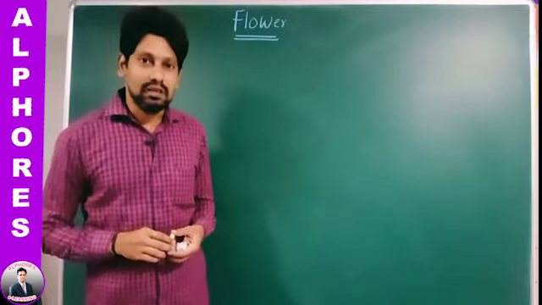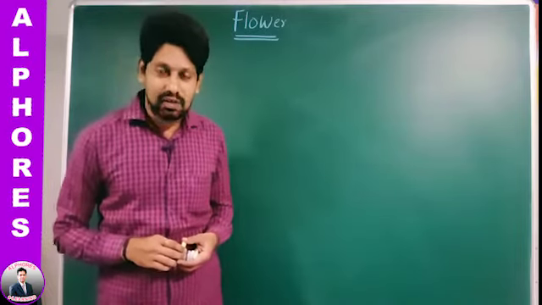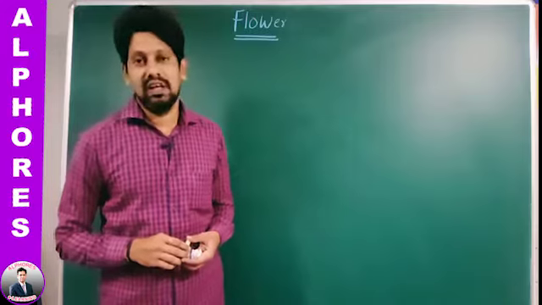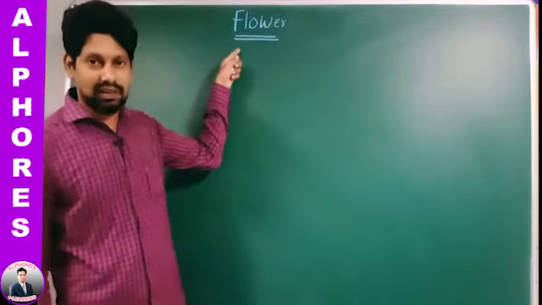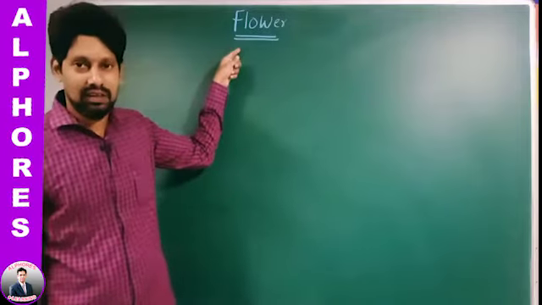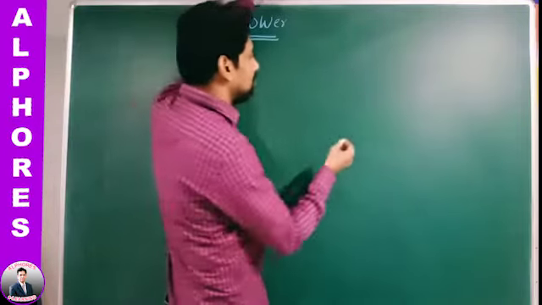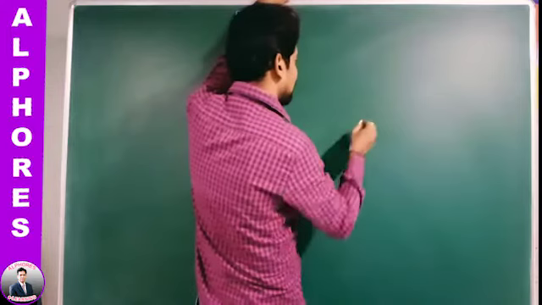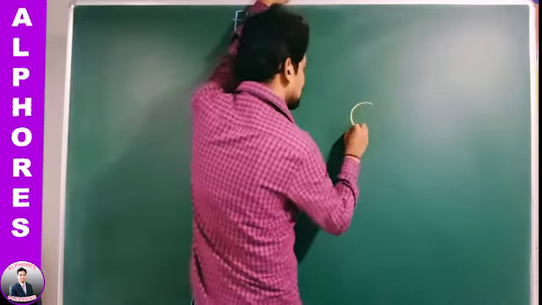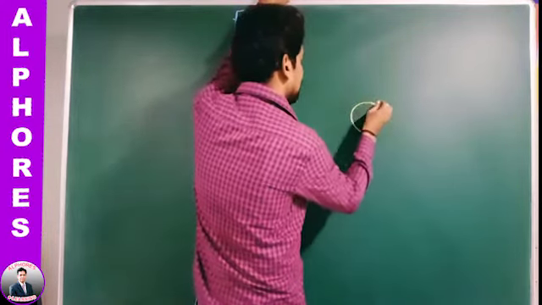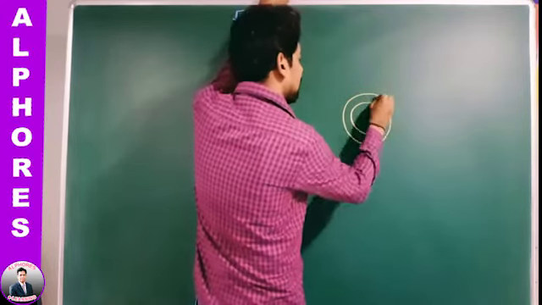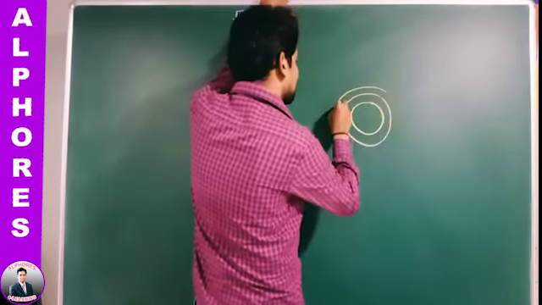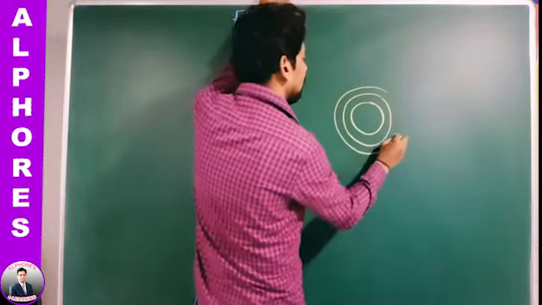We are discussing morphology of flowering plants. In morphology of flowering plants, we are discussing a flower. What is a flower? If you take a complete flower, what is the meaning of a complete flower? Flower with calyx, corolla, androecium and gynoecium.